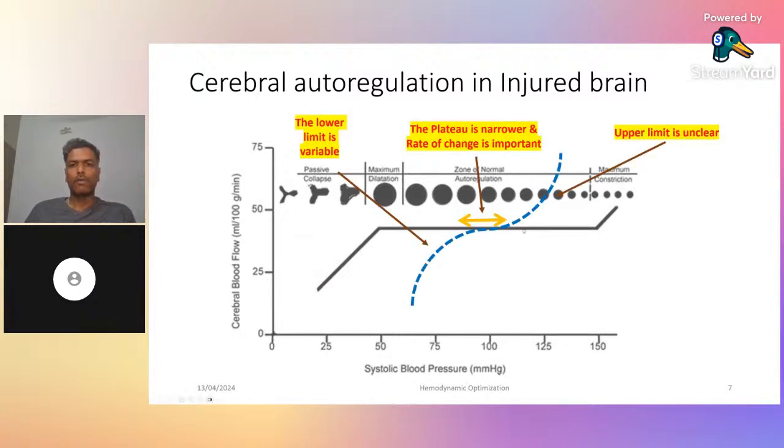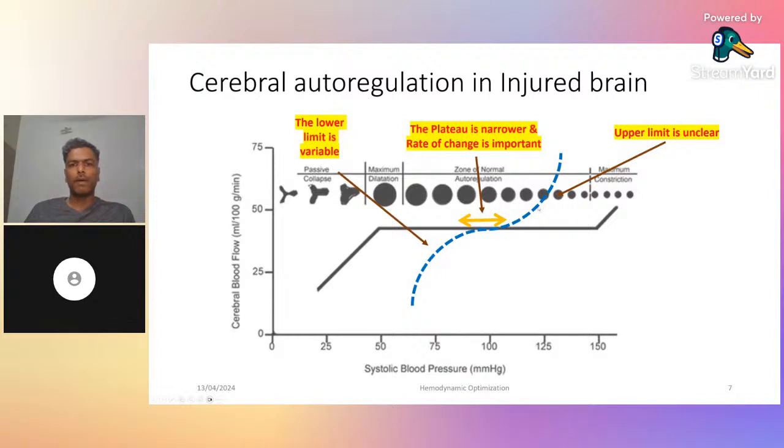And this plateau is not this wide. The plateau is much narrower. The cerebral vasculature is able to maintain a constant flow over a very narrow range, and the lower limit is much more variable. What it means is that it is not 50. As the brain gets injured or the age of the patient changes, the autoregulatory limit might be much higher. This is what it means.